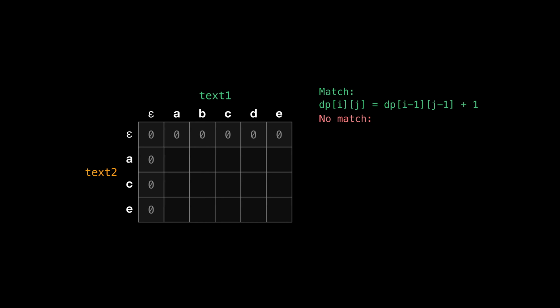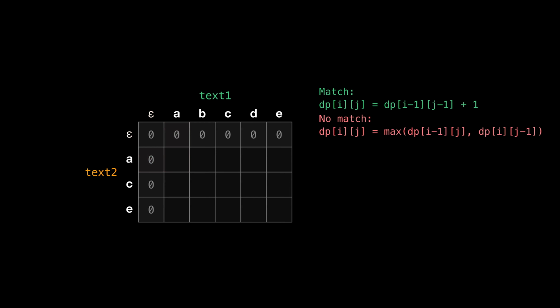If the characters don't match though, remember from earlier that we try skipping a character from one string or the other and take whichever one gives us a longer result. In the table, skipping a character from text2 means looking at the cell above, which is dp[i-1][j]. And skipping a character from text1 means looking at the cell to the left, which is dp[i][j-1]. So we can just set dp[i][j] to the max of those two.